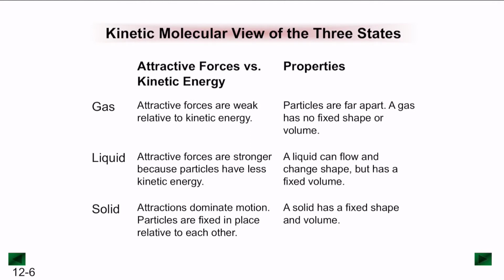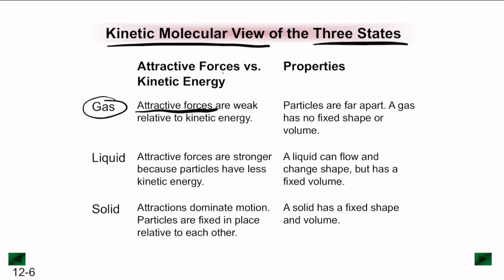Let's take a kinetic molecular view of these three states of matter, between the type of attractive force that they have and the properties that they exhibit. Let's take gases. In gases, the attractive forces are relatively weak relative to the kinetic energy because particles are always randomly moving around. What properties does that give? It makes the particles very far apart because there are no attractive forces, and makes the gas have no fixed shape and volume.